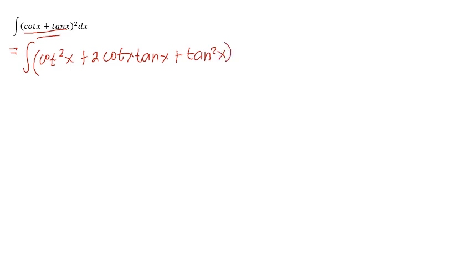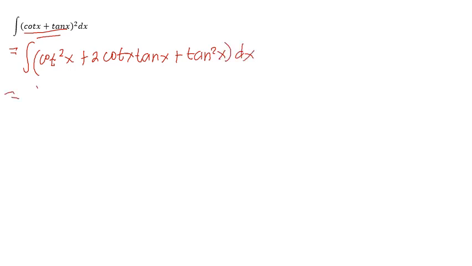Now let's have this given. We have the integration of quantity cot x plus tan x, quantity squared, dx. With this one, again, we don't have any basic formula, but we could manipulate it. Let's expand. We get cot squared x plus 2 cot x tan x plus tan squared x dx.